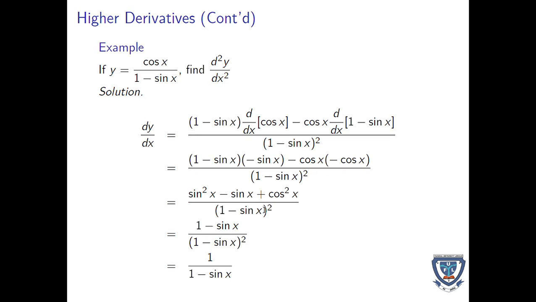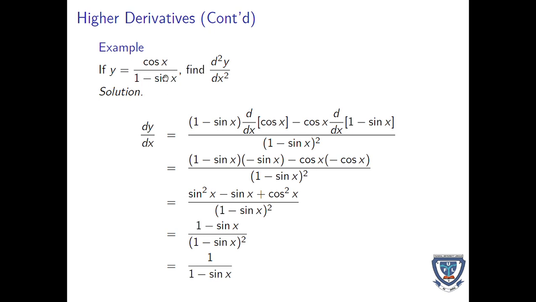Higher derivative means differentiating twice, or differentiating 3 times or 4 times, and so on and so forth. So it's possible to differentiate as many times as you wish. Let's take some examples. If y is equal to cosine x over 1 over sine x, find d squared y over dx squared. So this one, you are asked to differentiate 2 times.